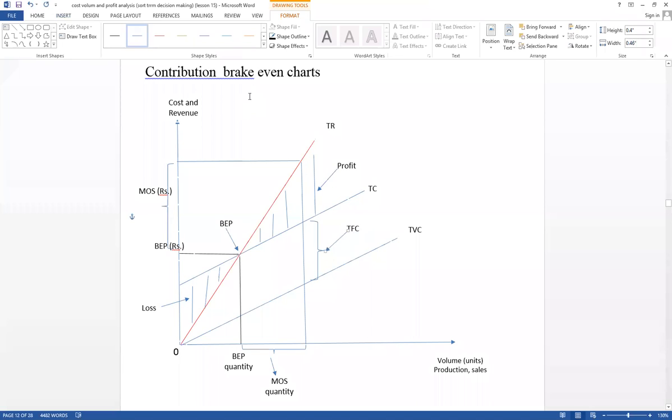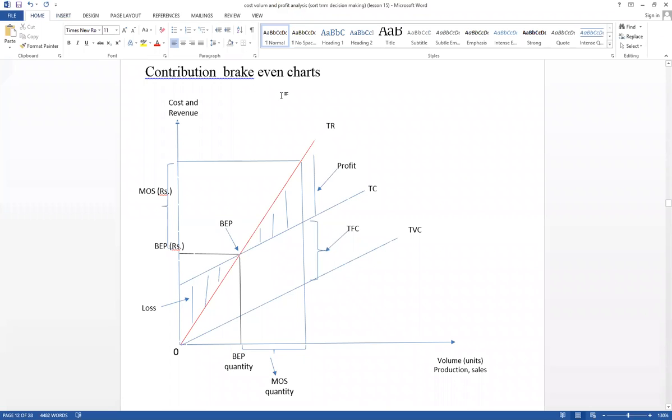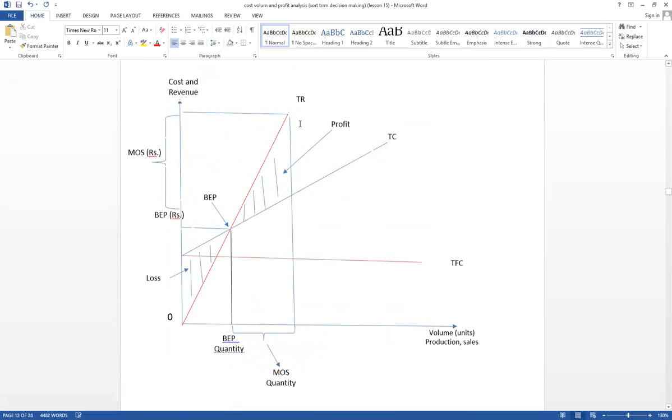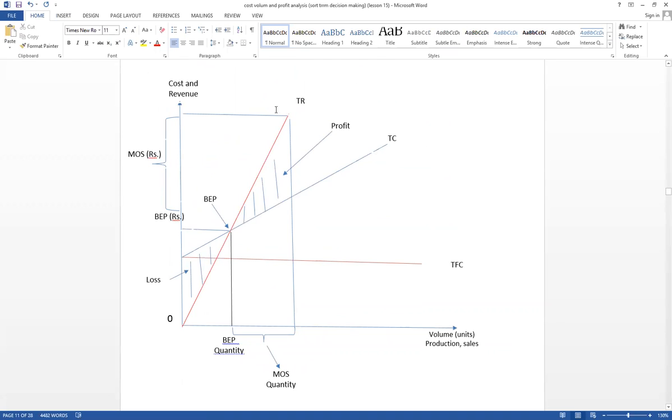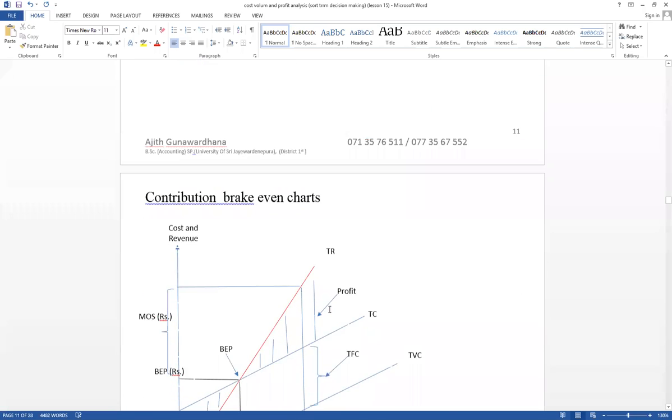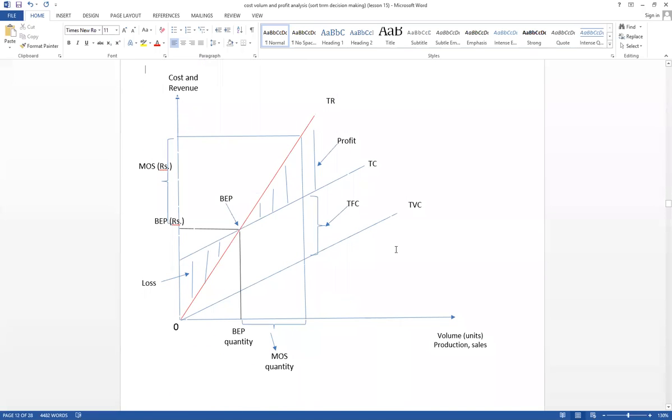Right, those are the way. This is a contribution break-even point chart. Think about the difference from traditional break-even point charts. In the traditional break-even point charts, total fixed cost line available, but total variable cost not available. But in contribution break-even point charts, total fixed cost line is not available, but total variable cost available.